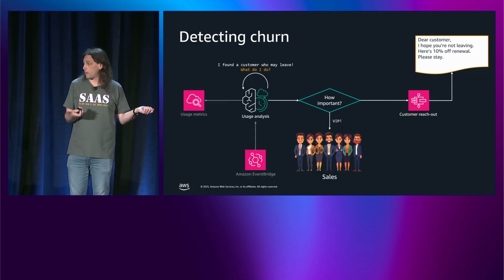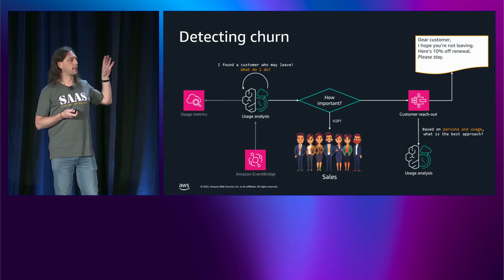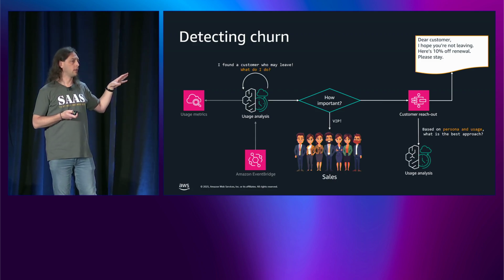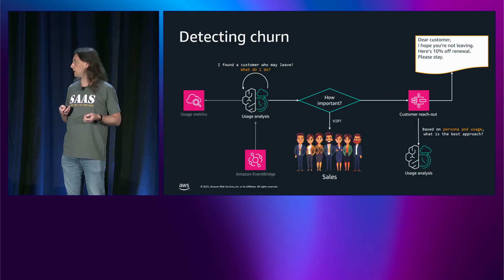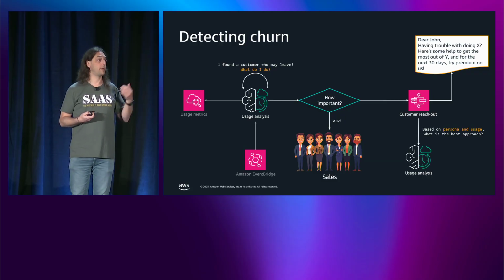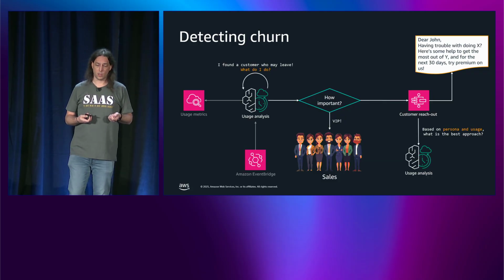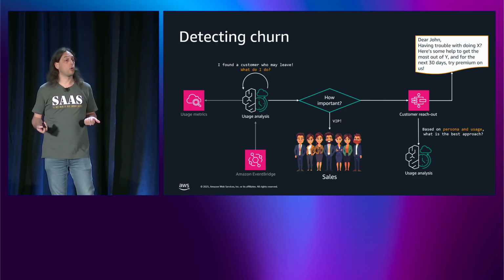But we can improve that, right? We can invoke our usage analysis agent and say, hey, this is the customer that's at risk of leaving. Based on their persona and their usage, what would be a good way to try and retain them? So we get a personalized response for the customer, and this should yield a better retention rate. So this is cool, right? But we can also improve this as well.